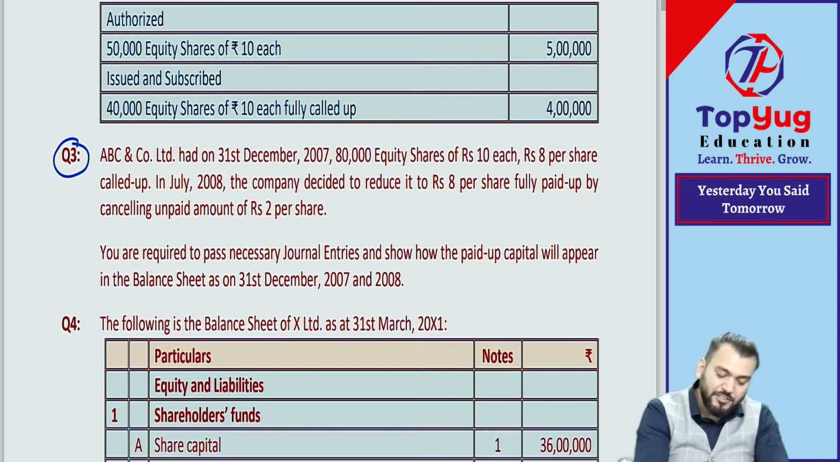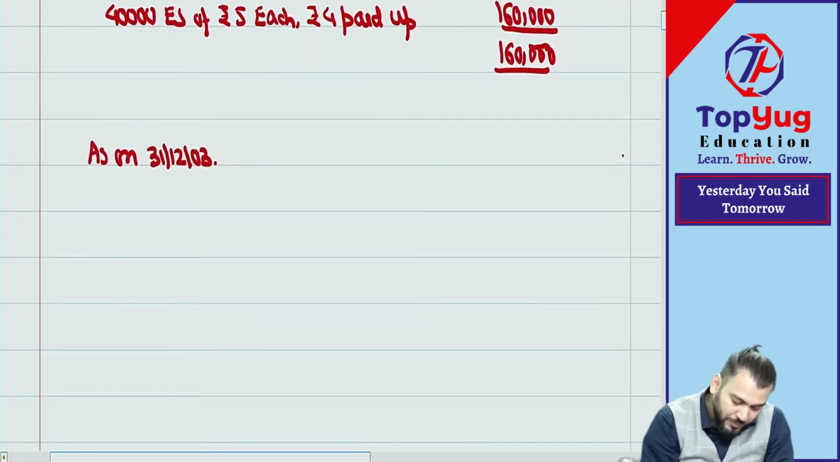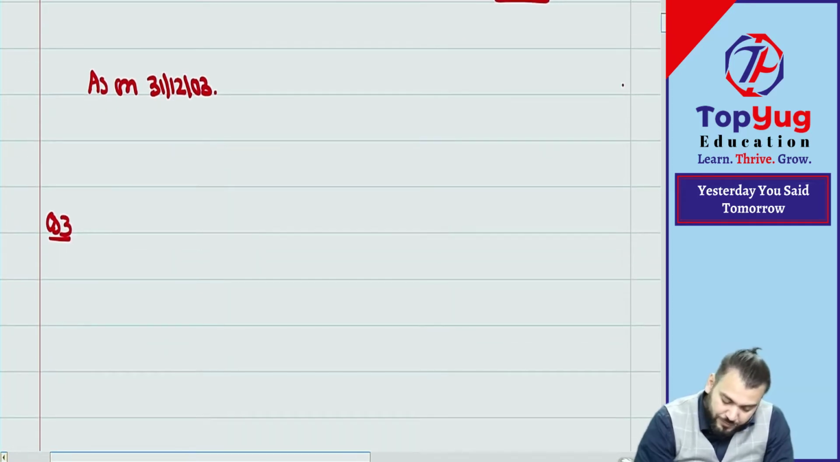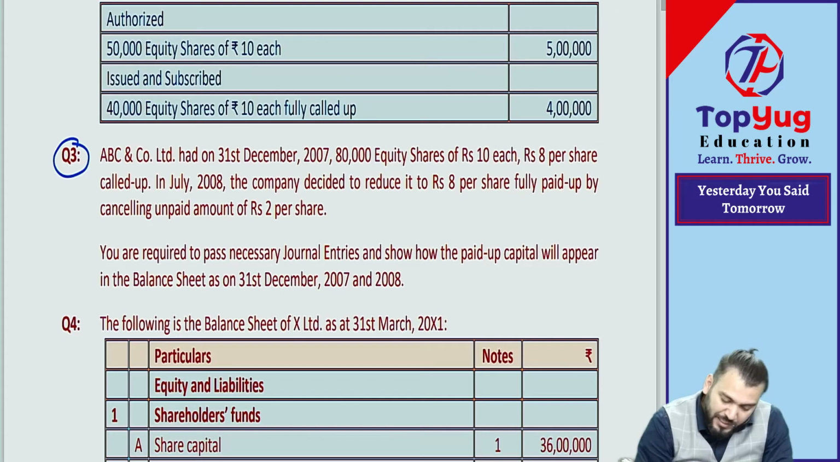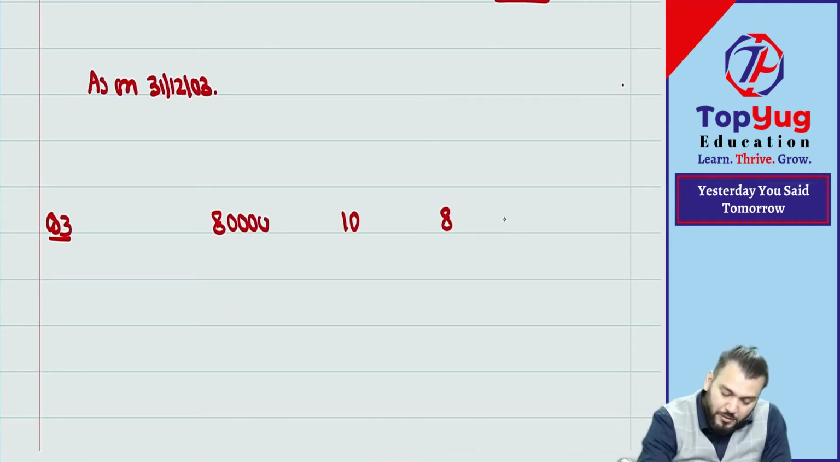Correct? Means what they have said, let us understand. We are doing question number 3. Correct. So what they have said, they were having 80,000 equity shares of rupees 10 each, rupees 8 paid up. So it will be how much? 6,40,000.